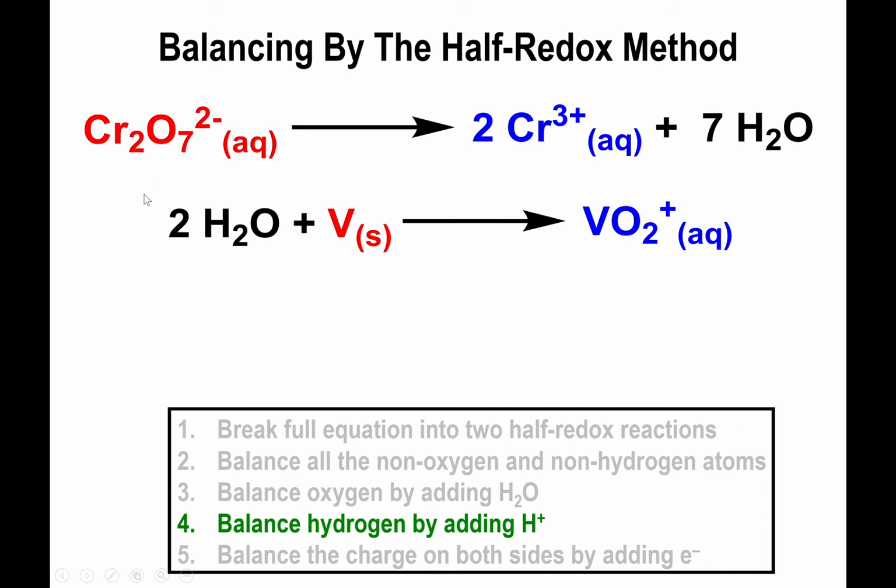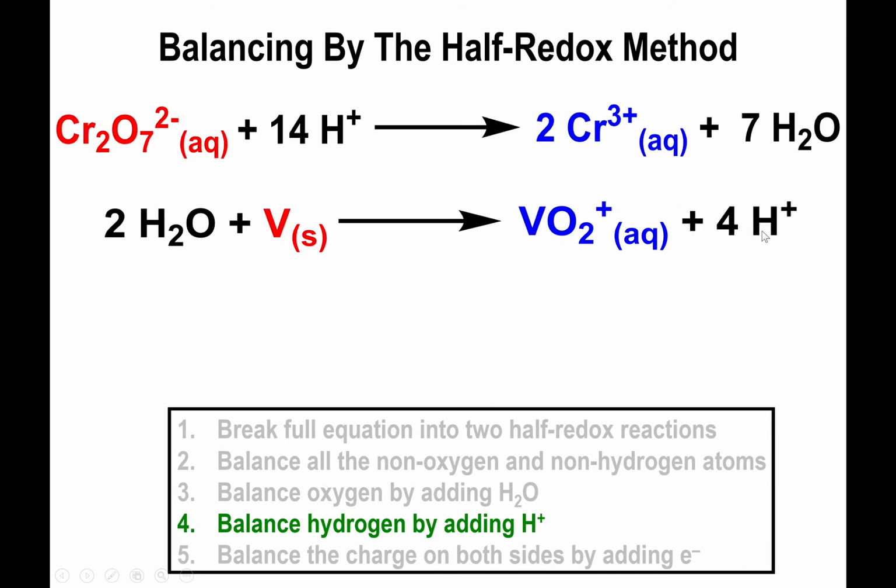And over here, we have 4 hydrogens on the left side, none on the right side, so we'll have to add 4 H pluses on the right side. So there it is, 4 H pluses, 14 H pluses.